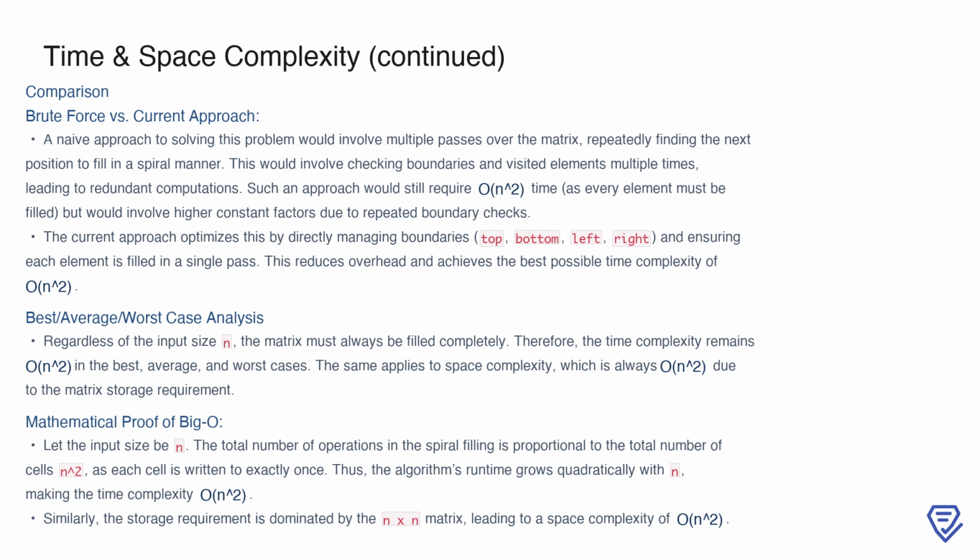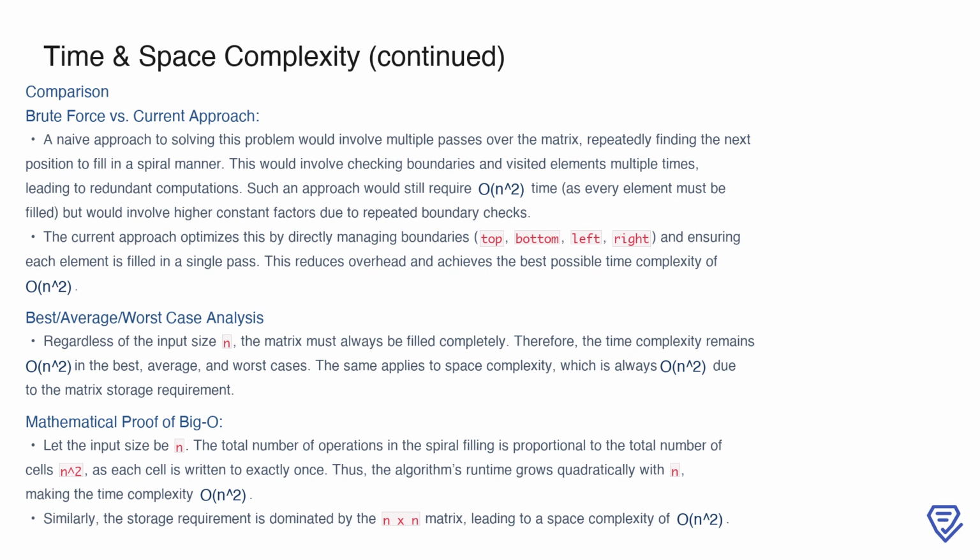When comparing this optimized approach to a brute force method, we can see significant improvements in efficiency. A naive solution might involve making multiple passes over the matrix, repeatedly checking boundaries and visited cells to determine the next position for filling. While this naive approach still results in n² time complexity, it introduces higher constant factors due to redundant computations. The current approach avoids this inefficiency by directly managing boundaries using variables like top, bottom, left, and right, ensuring each element is filled in a single pass. This makes it far more streamlined.